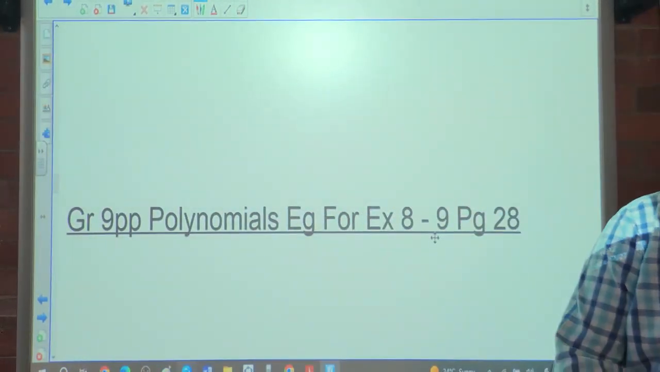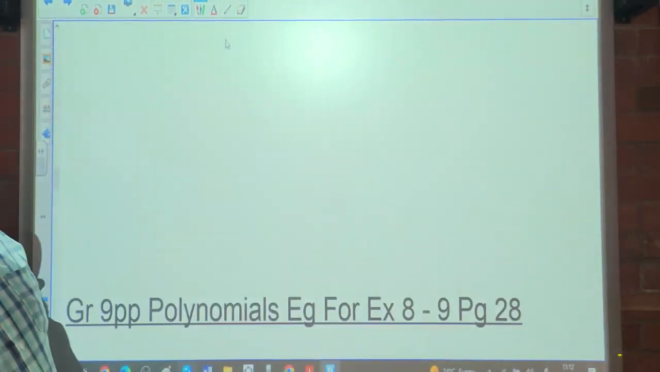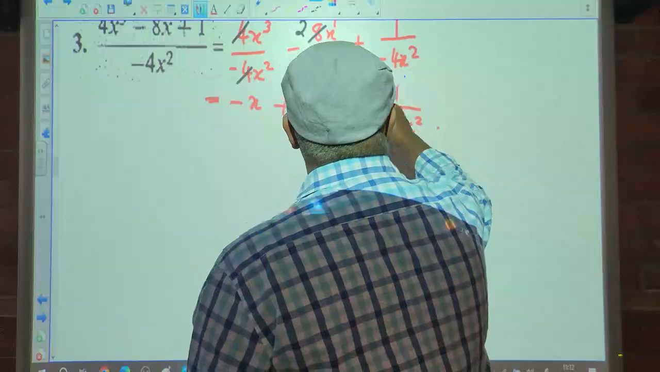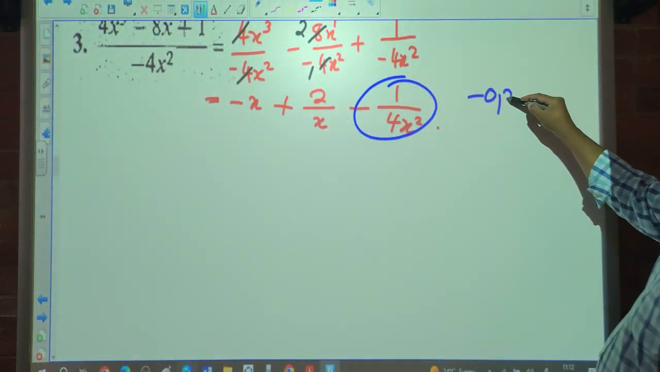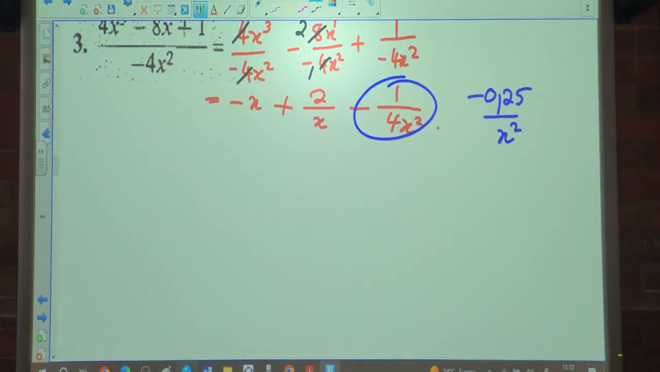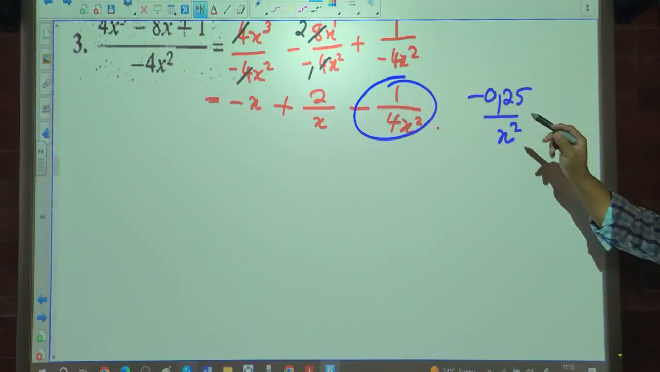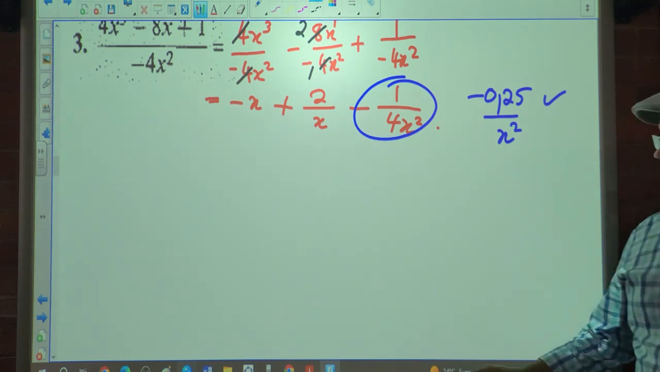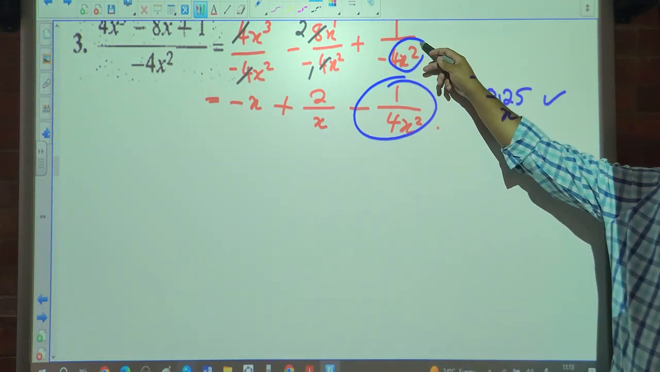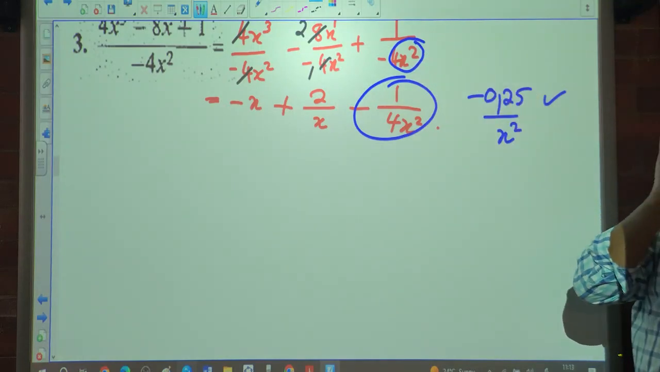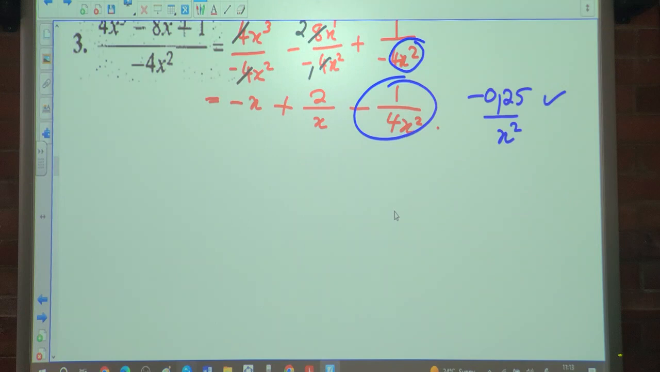Yes, Michael? So she wrote negative 0,25 over x squared. Is that what you wrote? Now then you're going to lose a mark. If you had written it like that, of course, full marks. Why? Because as you can see here, there's more x's in the denominator. Can you see that? That's why it needed to be in the denominator. Is there any other confusion?